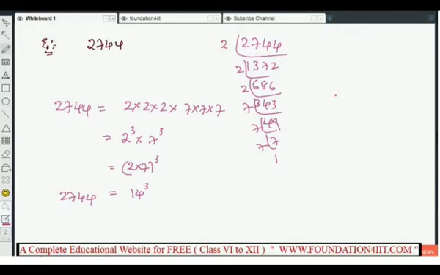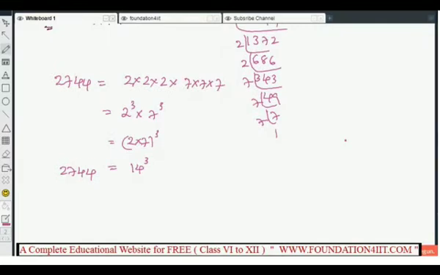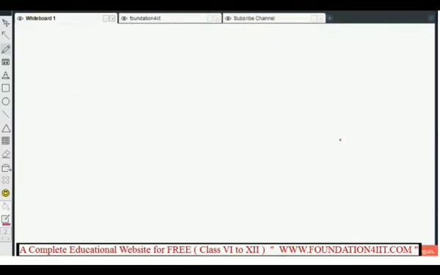Similarly, we can show that some number is not a perfect cube, or show whether a number is a perfect cube or not. In this type of example also we'll take a similar approach. I'll write the question: show that 648 is not a perfect cube.